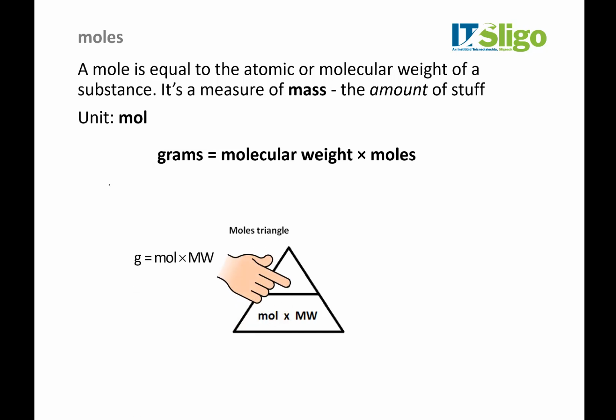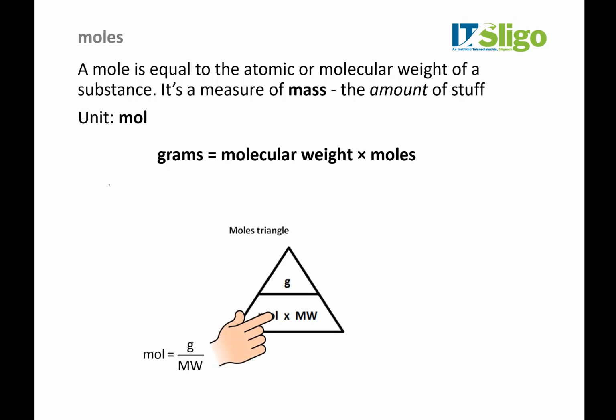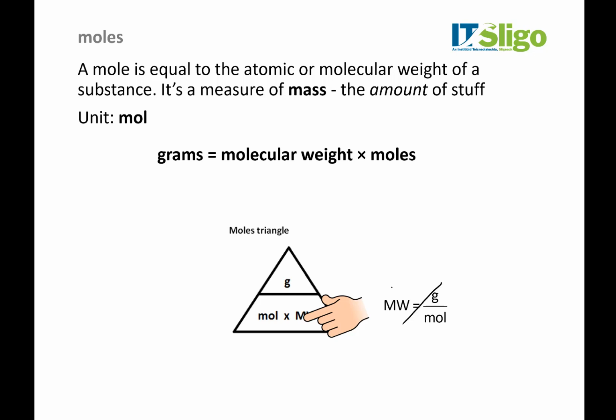Now, if we want to find grams, cover over grams. Grams is moles by molecular weight. Moles is grams divided by molecular weight. And now I'd never really ask you the molecular weight, but if we needed to, it would be the grams divided by the moles. But generally, guys, I won't ask you that one because usually we know the molecular weights of what we're dealing with.